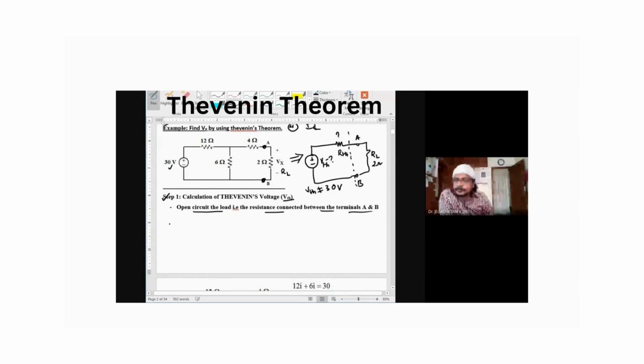Okay. So please draw the circuit by open circuiting the terminal or the load resistance. I have open circuited the terminals A and B. The resistance which was there is removed, 2 ohm is removed. Now this is 30 volt, this is 12 ohm, this is 6 ohm, this is 4 ohm. These two terminals are open circuit terminals.